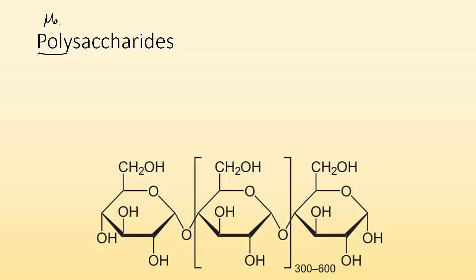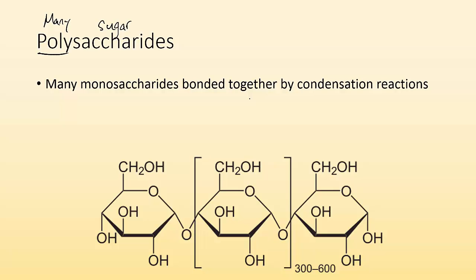All right, so polysaccharides. So again, poly means many, and saccharides means sugar. So we got a lot of sugar molecules, a lot of sugar monomers, so many monosaccharides bonded together by condensation reactions. And examples would be like starch or glycogen or cellulose. And you can see here, like the poly right here, boom, 300 to 600. So it's saying that you got these monomers, and in between them you can have a chain that's 300 to 600 monomers long.